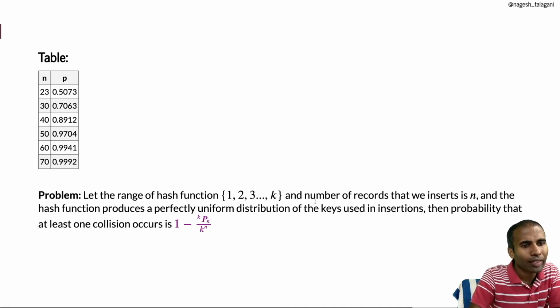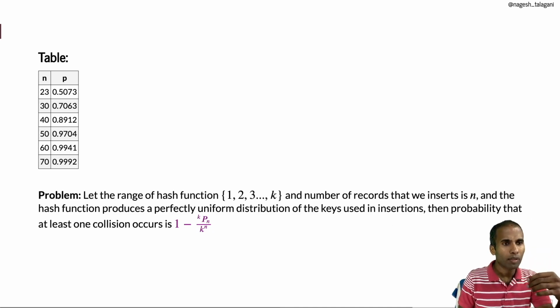Okay, and the number of records that we insert is n. The hash function produces a perfectly uniform distribution of keys used in insertion. See, in the birthday problem also, we assume that a person could be born on any day of the year. That's what we mean by these birthdays being uniformly distributed over the 365 days.